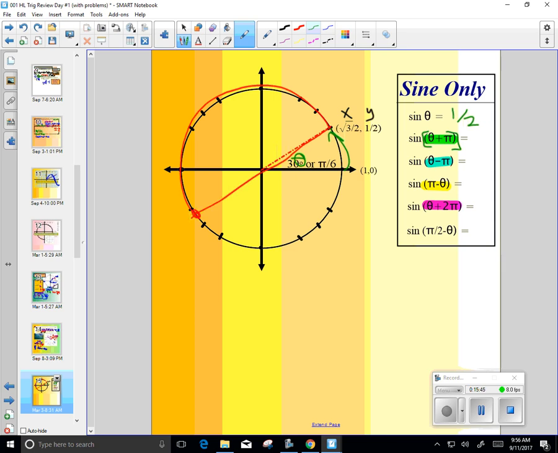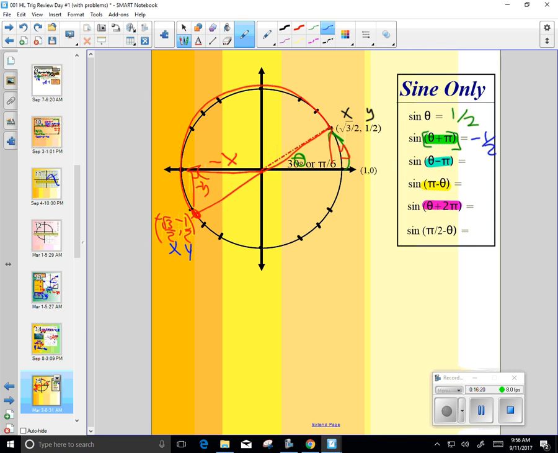Now, can you look at this point and tell me what this point is going to be? Well, it'll be negative x. I agree with that, because instead of going forward x, we're going backward x, right? And then instead of going up y, we're going down y. So therefore, this will be negative 1/2. So what's the sine of this going to be, the x or the y? The y, so it's negative 1/2.